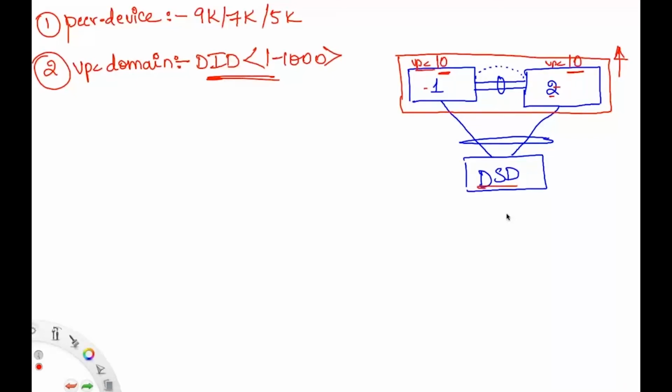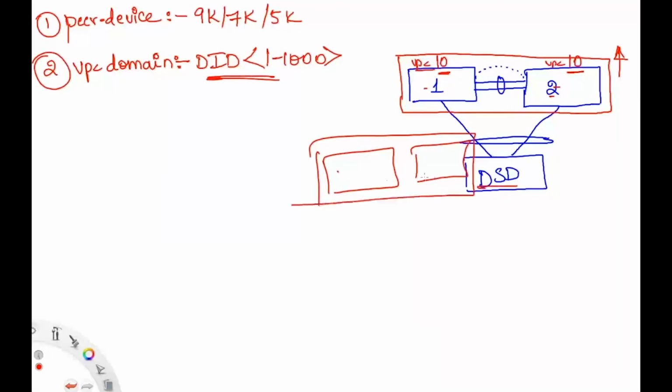Now, can I have multiple VPC domains in my layer 2 network? Definitely. You can have multiple VPC domains in your layer 2 network. Not at all an issue. But when you have multiple VPC domains, I have these two peer switches again. Please make sure that each of these VPC domains is configured with a unique domain ID. They both must be unique.